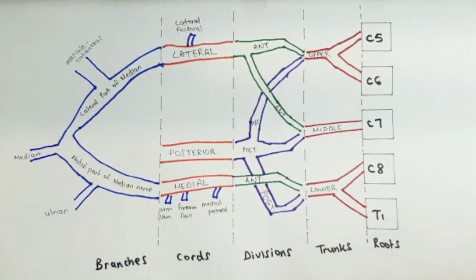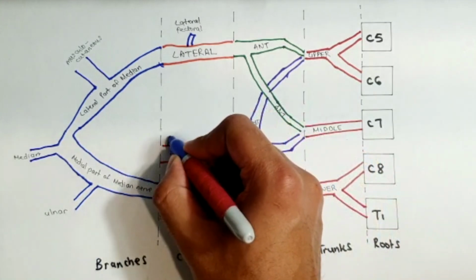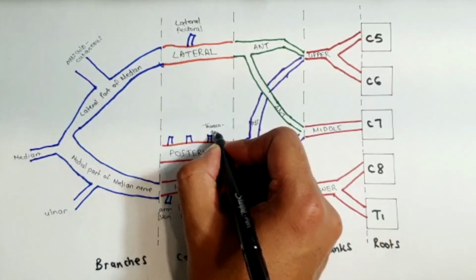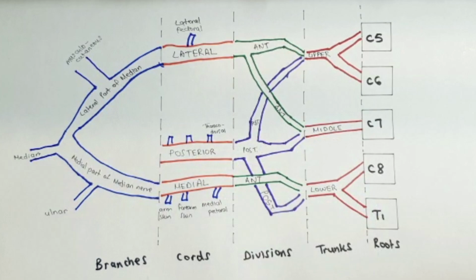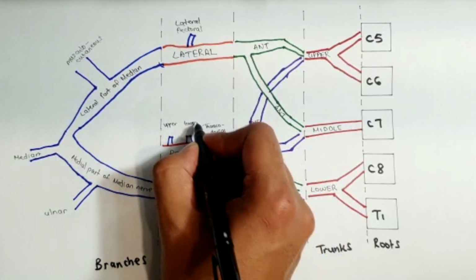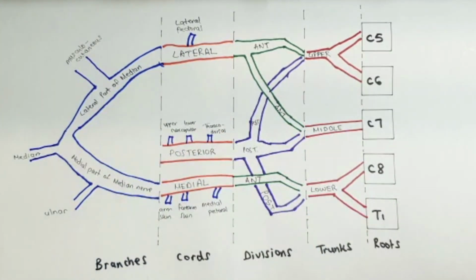Now, the posterior cord gives rise to 5 branches as well. From the posterior cord itself, we can find 3 nerves. The first one is your thoraco-dorsal nerve, or the nerve to the latissimus dorsi. The second and third nerves are the upper subscapular and the lower subscapular nerves. And finally, they give off 2 very important branches, and these are your radial nerve and your axillary nerve.